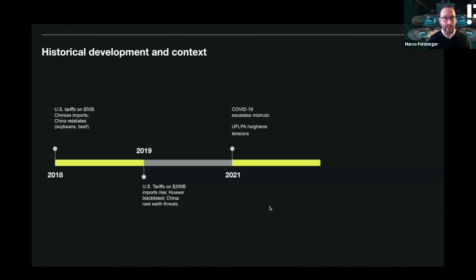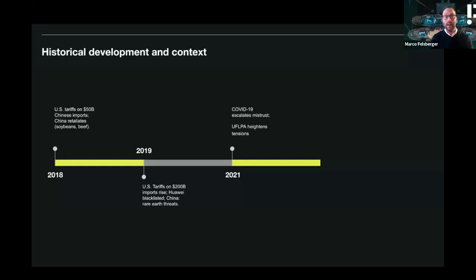Then came COVID in 2020 and 2021. This escalated the mistrust even further. You remember Trump referring to COVID-19 as the Wuhan flu and so on and so forth. There was again a new dimension in communication and in the mistrust. In 2021, I guess it was already President Biden, who invoked the UFLPA, the Uyghur Forced Labor Prevention Act, and that again heightened the tensions in the relationship between those countries.